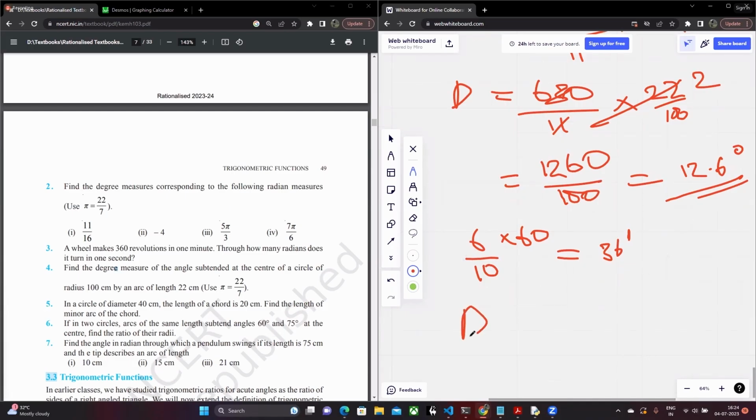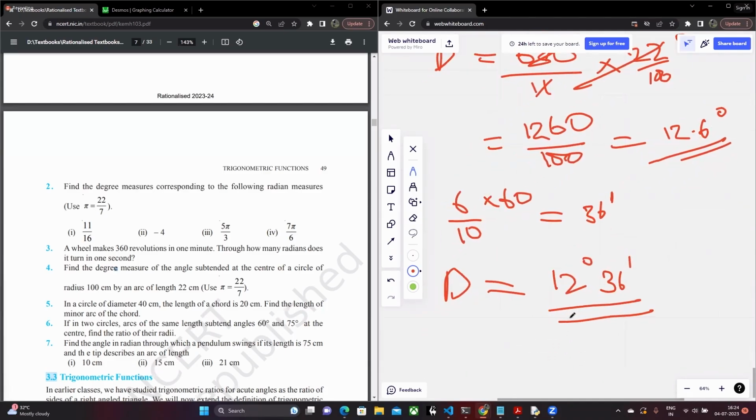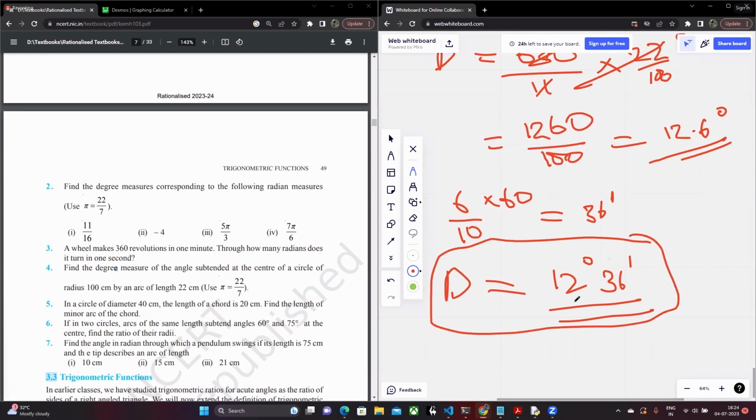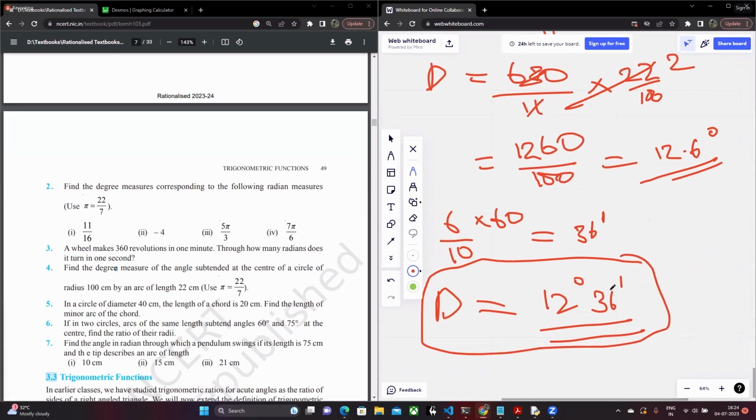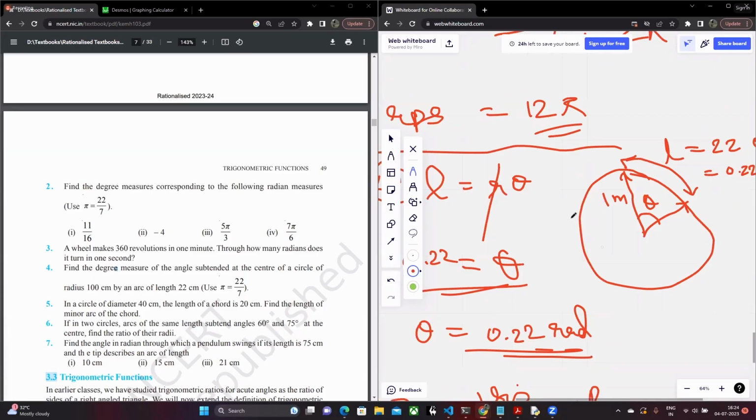So you have your degree measure is 12 degrees, 36 minutes, right? And that is your answer. This is the required degree measure, right? And since I told you why I take 1 meter instead of 100 centimeters, that's because by the definition of a radian, the radian measure of an angle is the arc length of a unit circle that subtends that angle at the center, right?